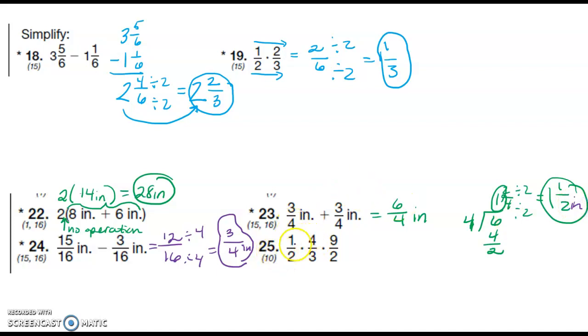All right, 25. We're multiplying these 3 fractions, so we're going to multiply across the top. I do realize it's not starred. 1 times 4 is 4, times 9 is 36. 2 times 3 is 6, 2 times 3 is 6, times 2 is 12. And when I divide this out, I get 3.